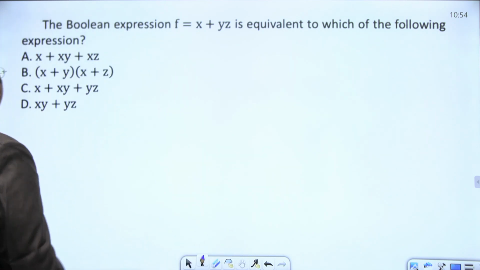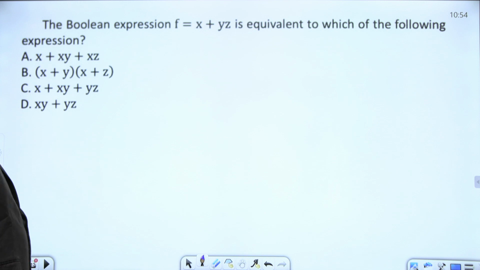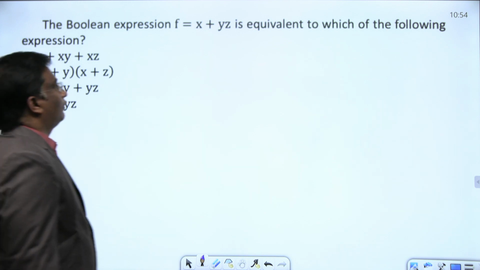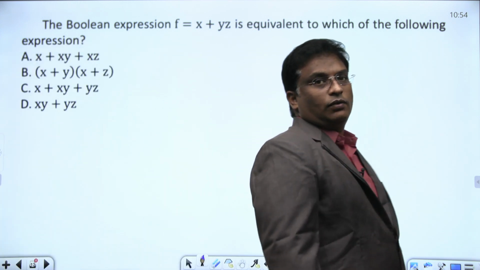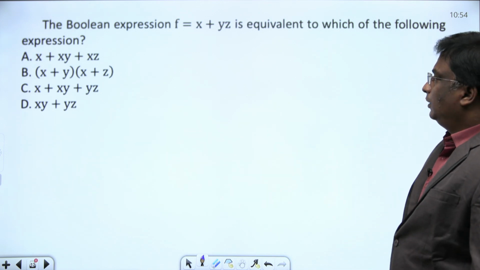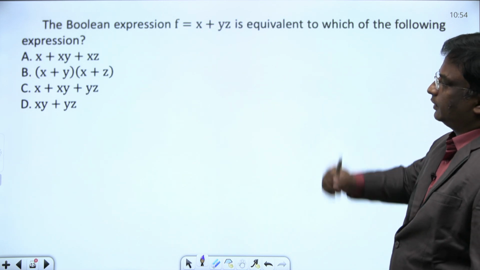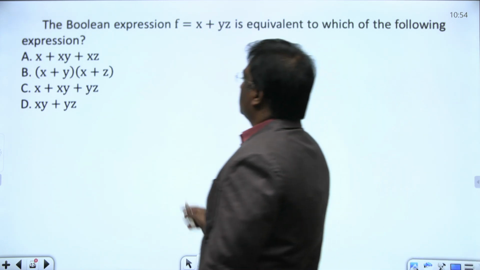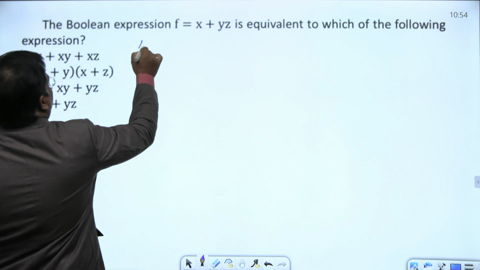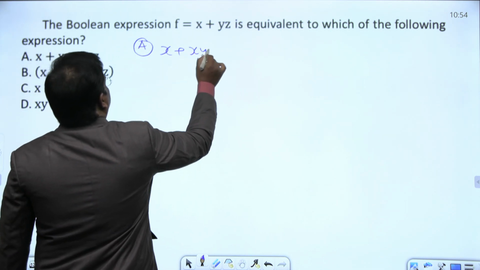Let us move on to the next thing, digital electronics. This is a question given from digital electronics. The Boolean expression f equal to x plus yz is equivalent to which of the following expressions? Option A: x plus xy plus xz. Let us see here, let us take everything, option A, x plus xy plus xz.